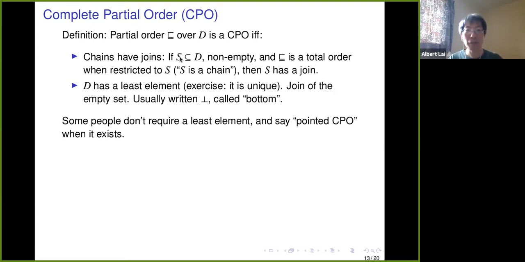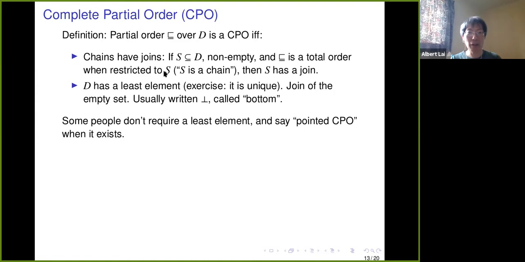But suppose you have a non-empty subset S of D, and if you restrict your partial order to this subset S, then this partial order becomes a total order. In other words, if you pick an arbitrary pair of elements X and Y from S, then X and Y are comparable.